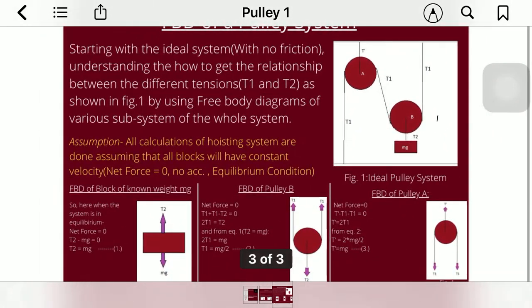We will proceed by drawing their free body diagrams. But before proceeding, always remember one important thing. While calculating the free line load or dead line load or any hoisting system problem, we always assume that the block is moving with constant velocity, meaning there is no net force acting on the traveling block unless any acceleration is given. Okay guys, now we will proceed toward our pulley system.